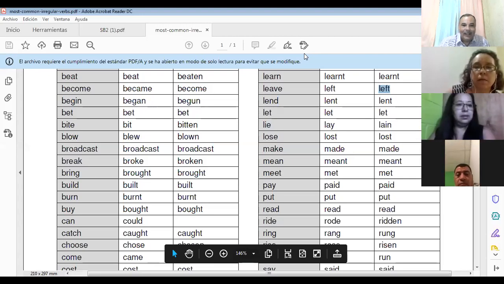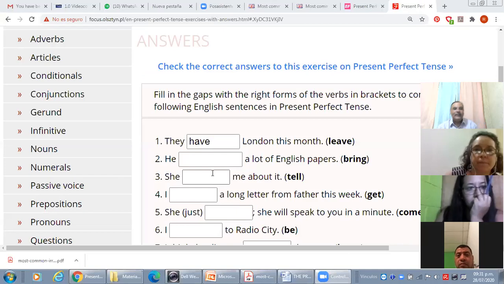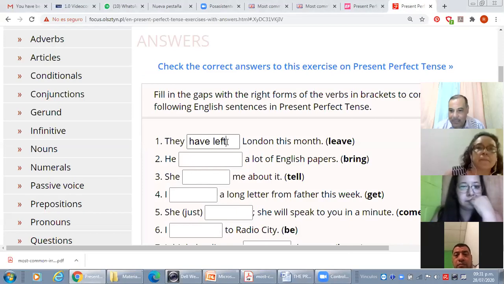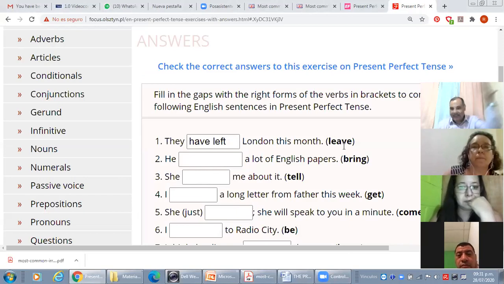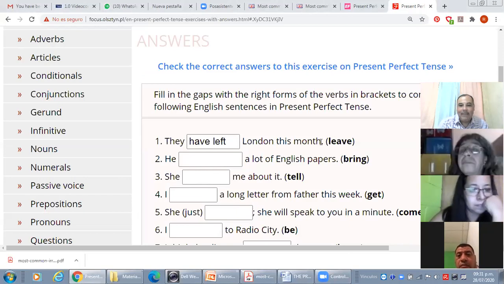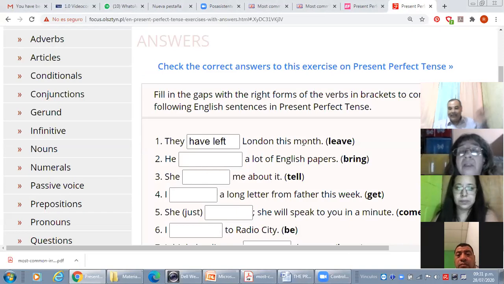Let me share. And here we have the exercise. So they have left London this month. What is the meaning of leave? Partir. Irse. So what is the meaning of this? Ellos han partido. Para este mes. Este mes. They have left London this month. So the action began in the past.